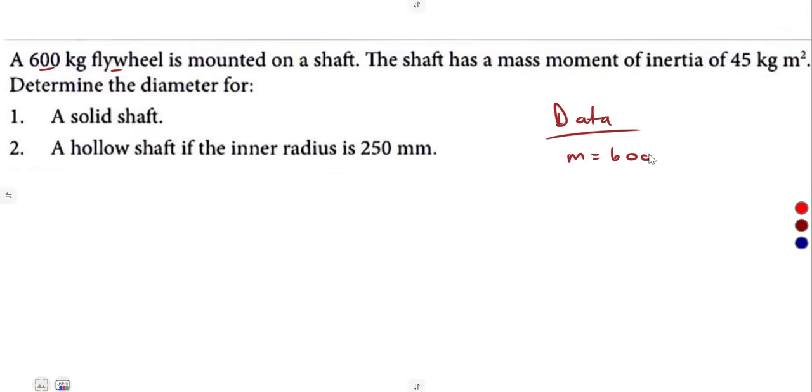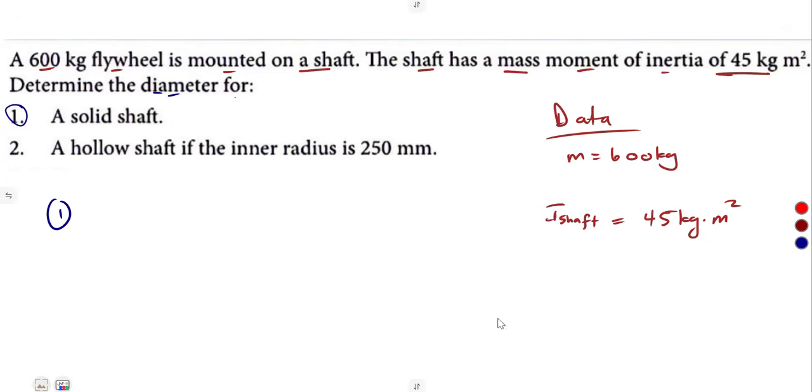600 kilograms. And it is also mounted on a shaft, where the shaft has a moment of inertia of 45 kilograms square meters. And we are asked to determine the diameter for one, a solid shaft. What is going to be the diameter?